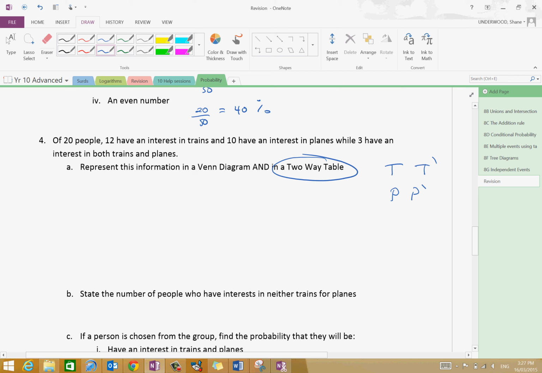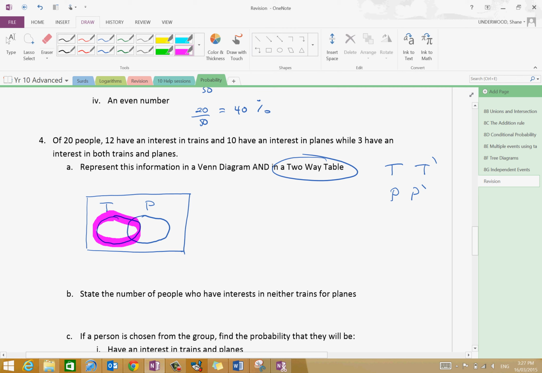Represent this information in a Venn diagram. Now, first of all, is there going to be some intersection? It appears so. So let's have this as T and this is P, and we're going to then make our Venn diagram, and there's going to be some intersection. Of 20 people, 12 have an interest in trains. That means that this has to add to 12.